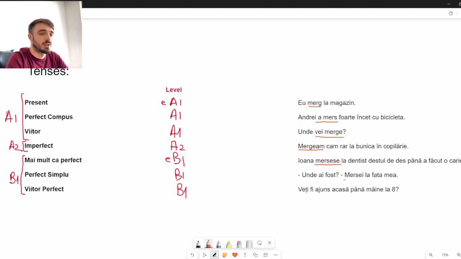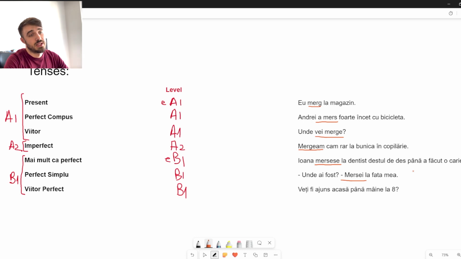Then, oh, and also this whole form doesn't have an auxiliary. And finally, the last thing, probably, and I would say the least useful and least practical out of all of them. It's something that you should only learn if you got yourself to know everything before: the Viitor Perfect, the Future Perfect, or the "will have done."